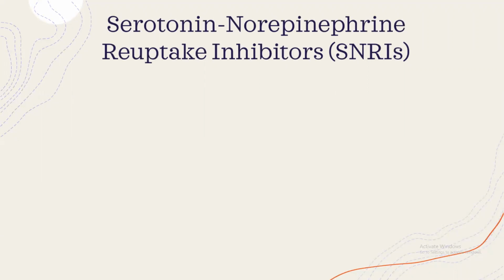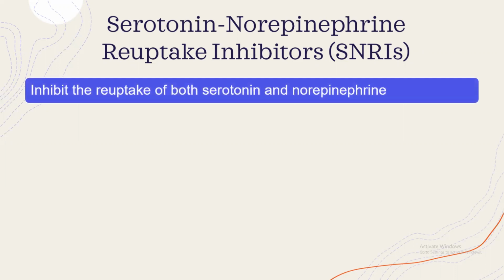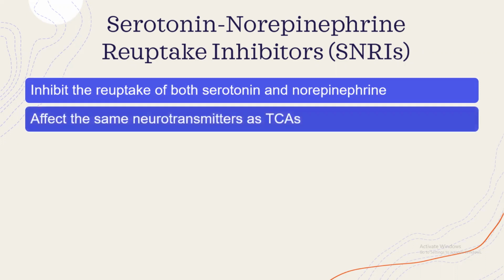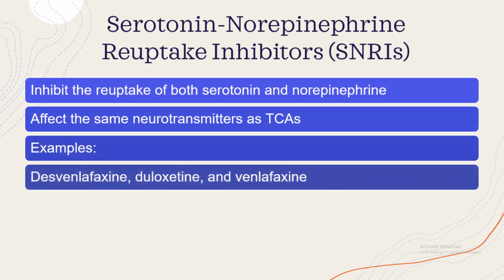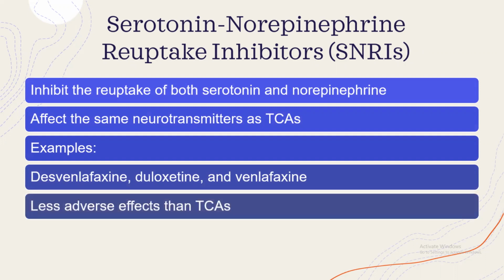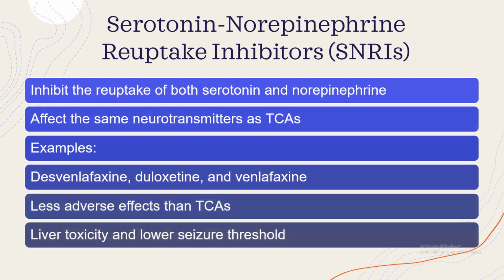Then closer to that, there is the SNRI. Instead of SS, it's SN. N means norepinephrine. It's the same thing, but in this one we are inhibiting norepinephrine. So they inhibit the reuptake of both serotonin and norepinephrine. They affect the same neurotransmitters as the TCAs. For example, the drugs are desvenlafaxine, duloxetine, and venlafaxine, but they also have fewer adverse effects than the tricyclic antidepressants, which cause liver toxicity and a lower seizure threshold.